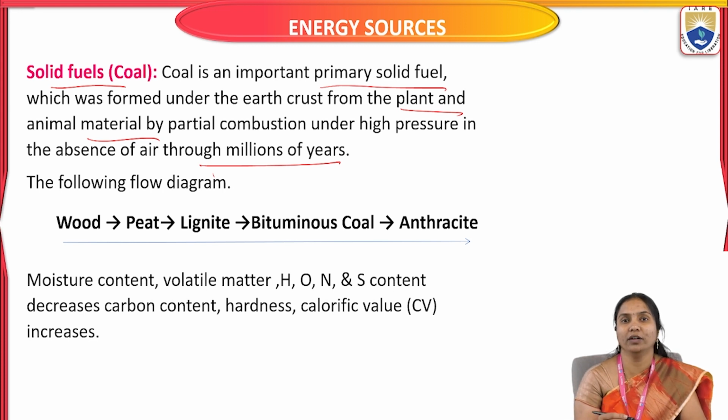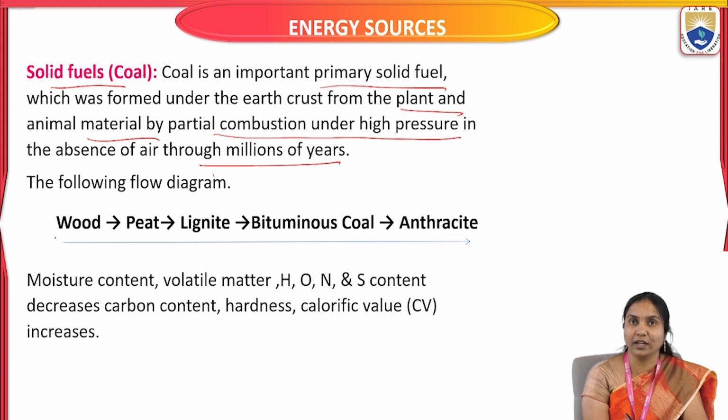So how is coal formed? Plant and animal materials were buried under the earth's crust for millions of years under high pressure. Partial combustion under high pressure in the absence of air through millions of years converted them into fossil fuel, or coal. The following flow diagram shows how wood is converted into coal.